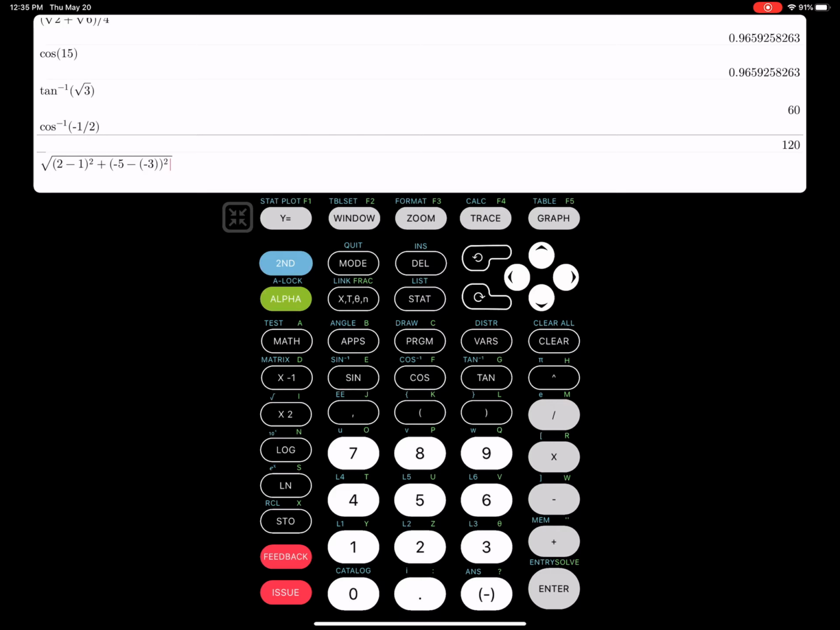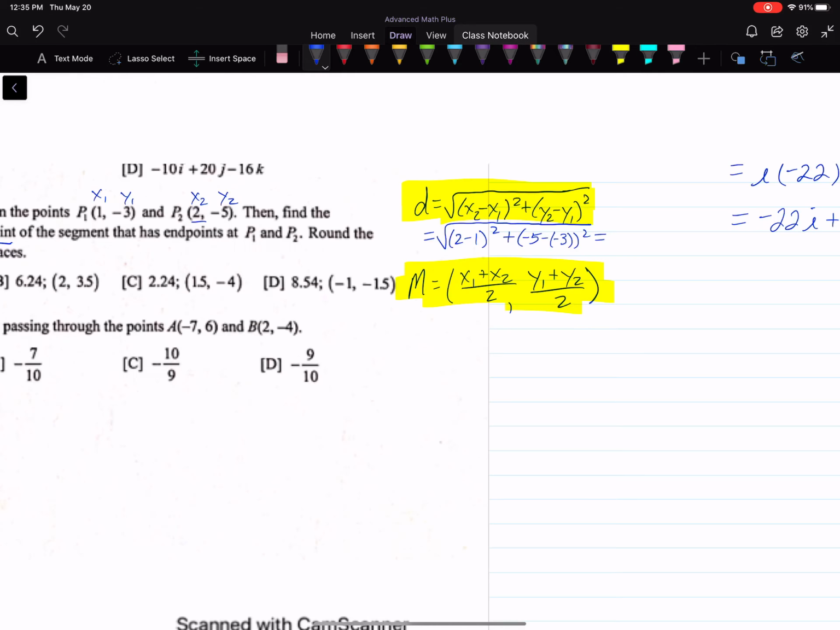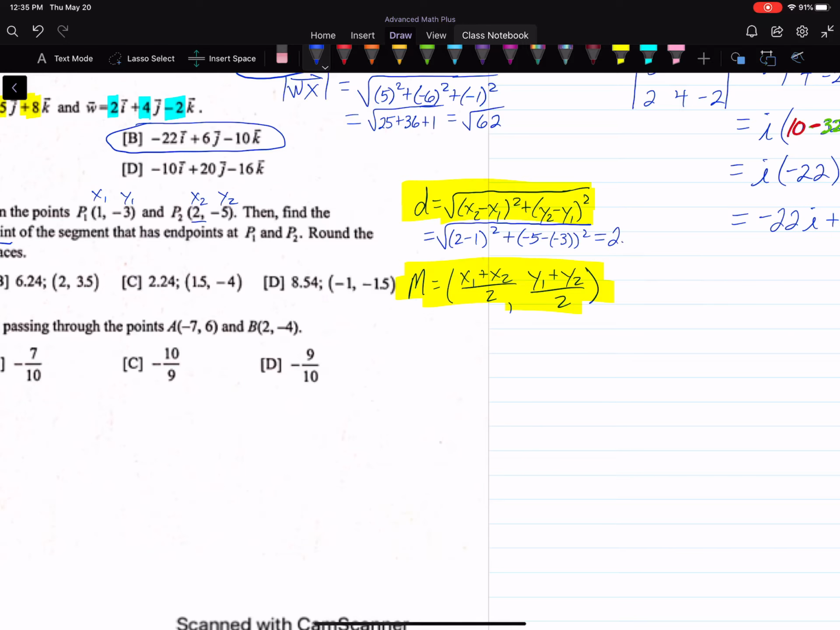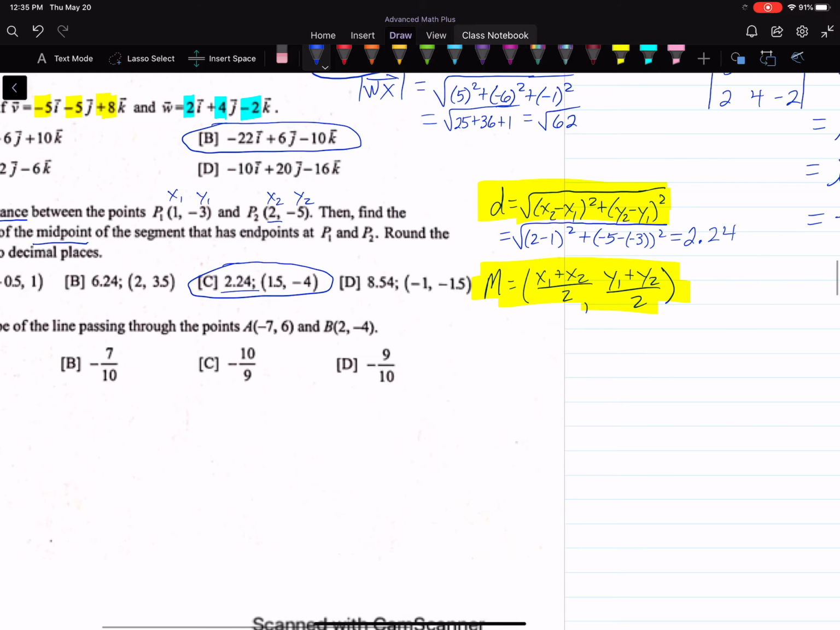Squared. Enter. 2.236 is the answer. So this is 2.23 or 2.24, I guess, would be rounded. 2.236 would be 2.24. So right there, actually, do we need to keep going? No, we know the answer is going to be C because it's the only one that's got 2.24 for the distance, okay? But I'm still going to find the midpoint.